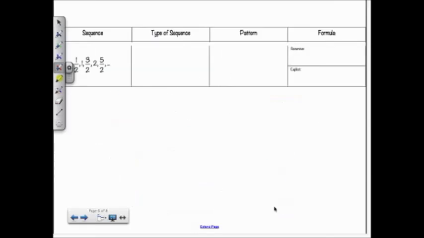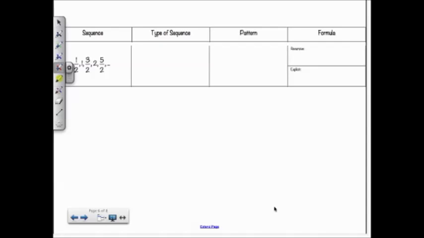All right, the next sequence starts at 1/2, then it goes to 1, then it goes to 3/2, which is the same thing as 1 1/2, then it goes to 2, then it goes to 5/2, which remember is the same thing as 2 1/2. So see if you can figure out what the pattern is and see if you can determine whether it's a geometric sequence or an arithmetic sequence. Write down your answer, press pause, and then come back to me to see how you did.